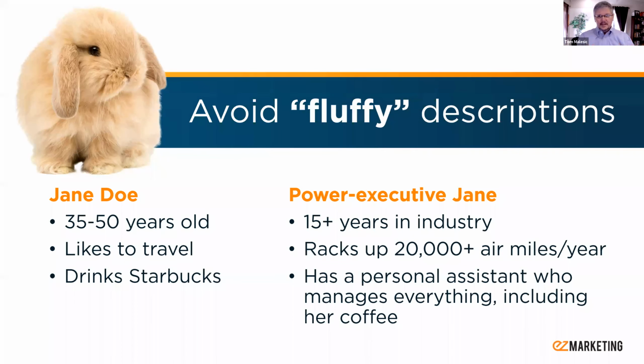Okay, now you picture Jane. Now I want you to picture Power Executive Jane, and she has 15 years industry experience. She racks up 200,000 plus air miles a year, and she has a personal assistant who manages everything, including her coffee. Do you have a better picture when I describe Jane in more detail? Of course you do, absolutely. So that's the level of detail that we're going to get to, to know that we really know who that is.